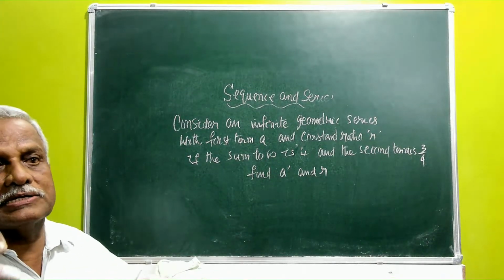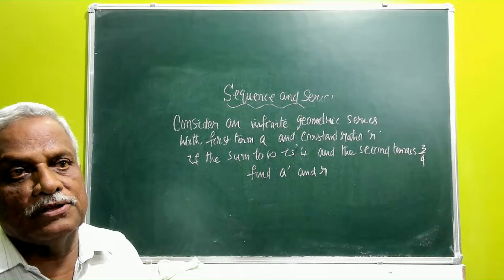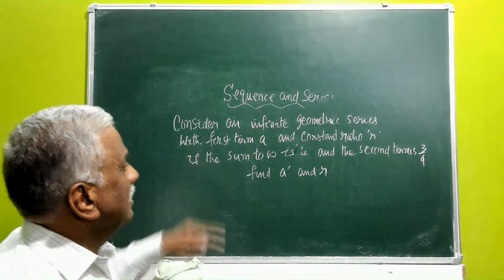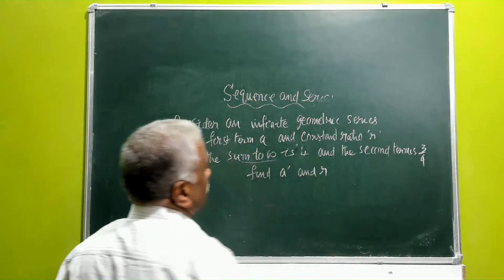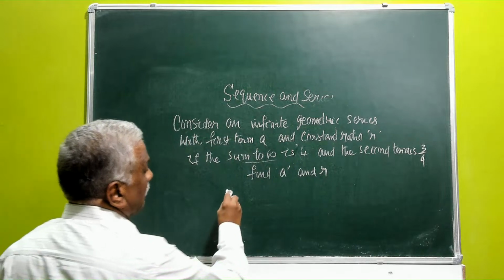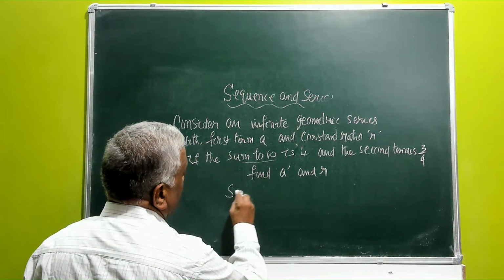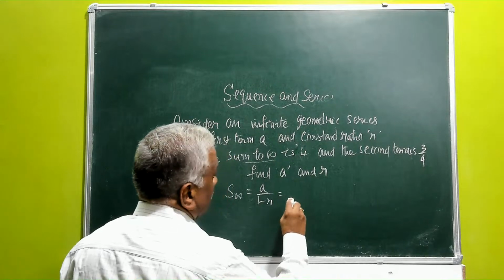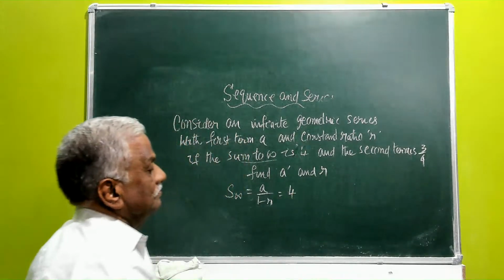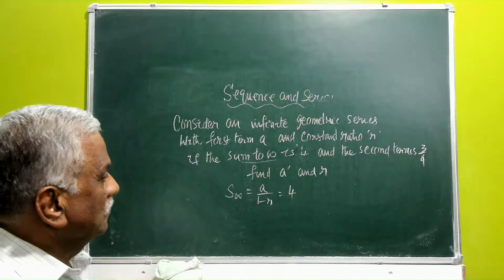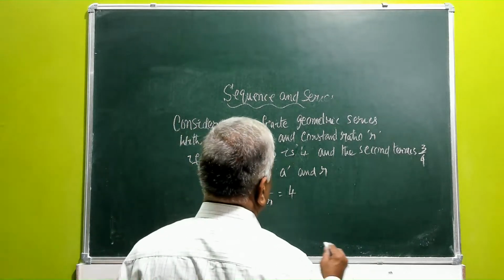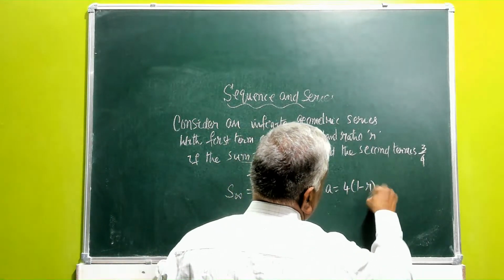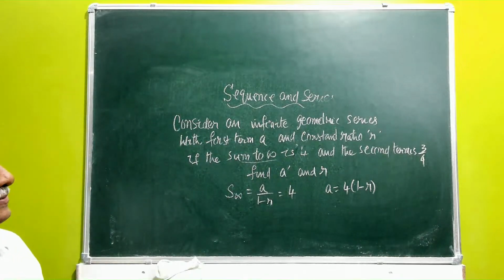The problem looks lengthy, but it is not difficult. So how to work this problem? They are talking about sum to infinity. So you need to know the formula for sum to infinity. S infinity is equal to A over 1 minus R. That is given to be 4. So what is that you are going to get? A is equal to 4 into 1 minus R. One equation you have got.